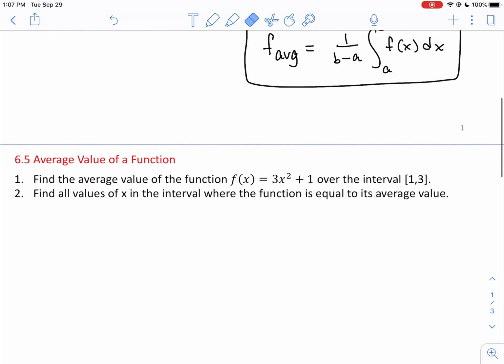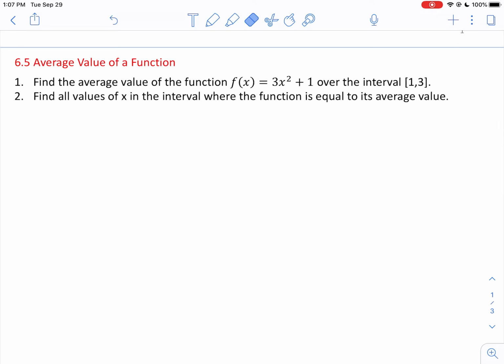Okay, let's put this to use. Find the average value of the function 3x squared plus 1 over the interval from 1 to 3. Okay, so step 1, the average value of this function will just be the definite integral of this function from 1 to 3, and then we divide by the length of the interval.